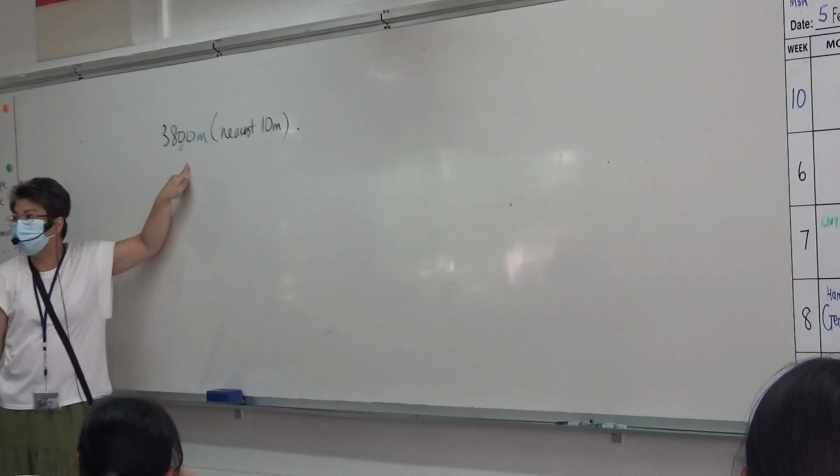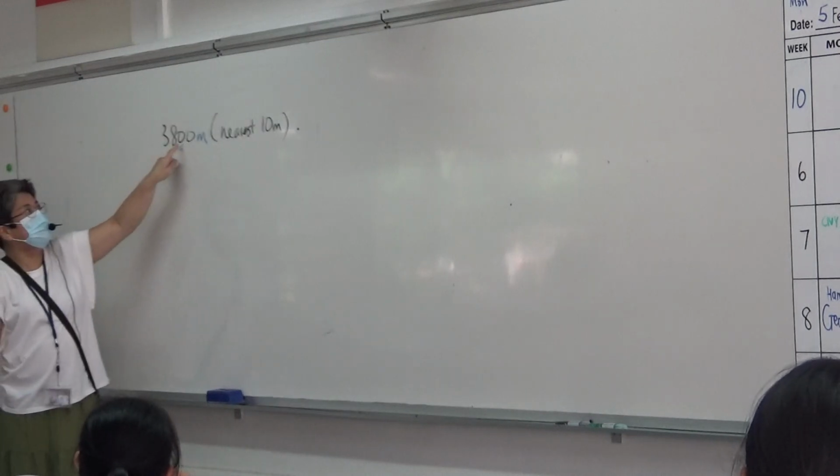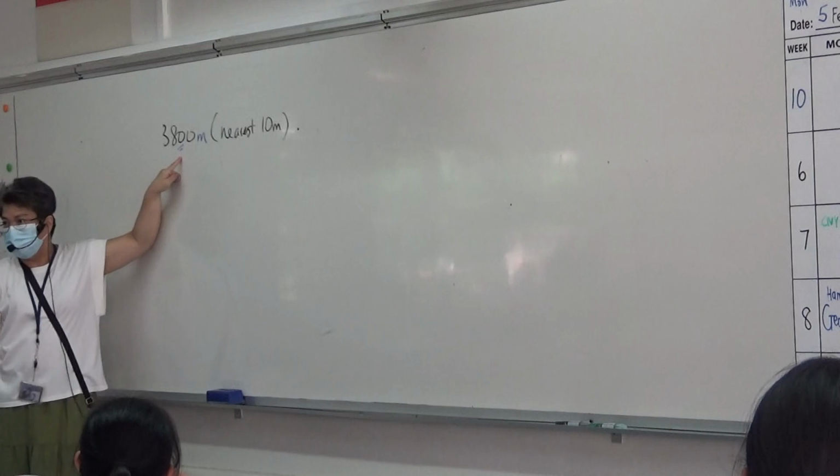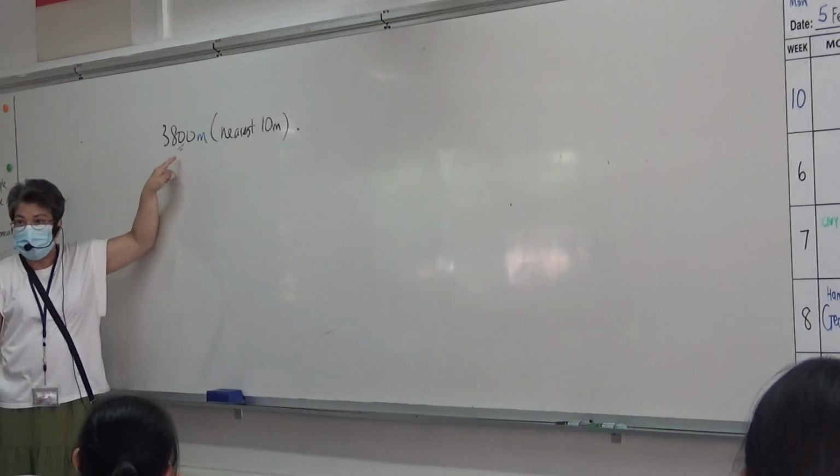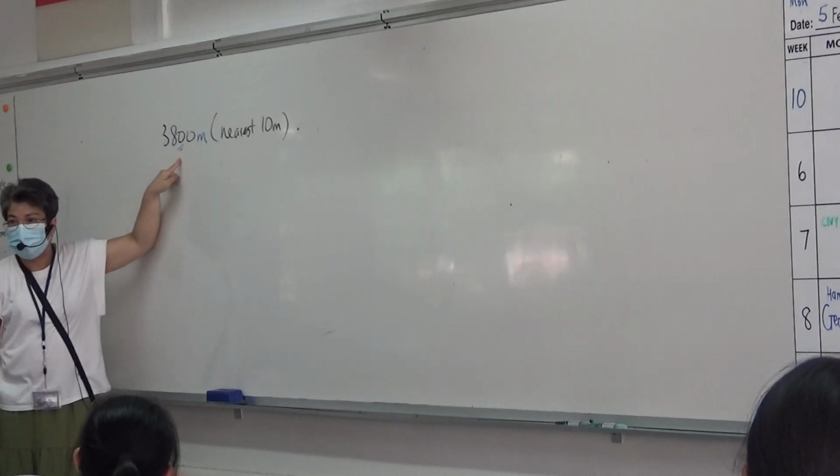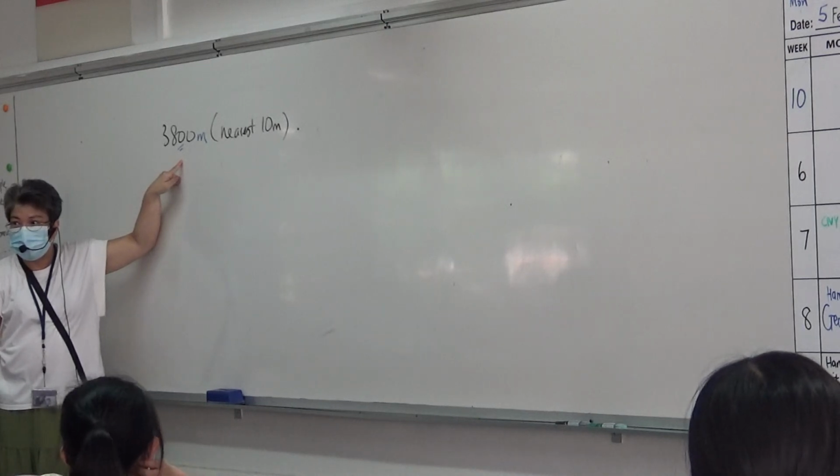Okay? Yes, doctor? If it's nearest 10, you just need the nearest 10 and then you count 1, 2, 3, that's all. Understand? You underline the 10 one and then you count from there. Do you follow? Okay?